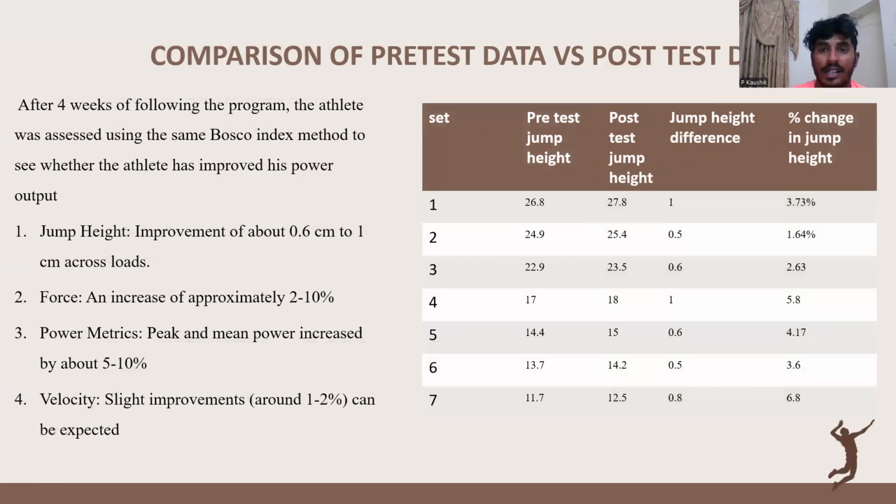Comparing the pre-test data with the post-test data, we can see an improvement in the post jump height. After 4 weeks of the program, the athlete was assessed using the same Bosco index method to see whether the athlete has improved his power output. Jump height improvement of 0.6 to 1 centimeter across the loads can be observed. Force output improved by approximately 2 to 10 percent. Power metrics improved by 5 to 10%, and there is a slight improvement in the velocity as well.